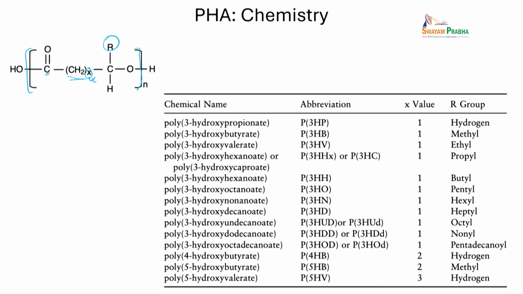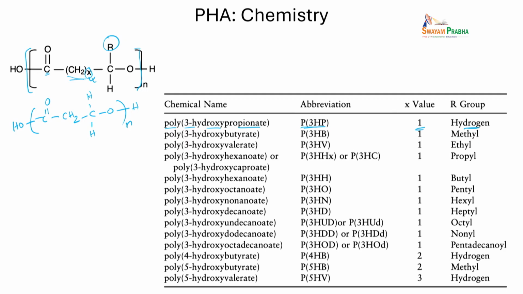Okay, so the simplest would be an X value of 1 and R being hydrogen. That means you have HO, CO, CH2, CH, and this is H. So this is called poly-3-hydroxypropionate, or in short we write P3HP. This is the simplest PHA you can think of.